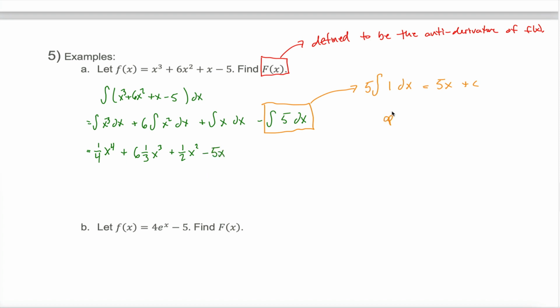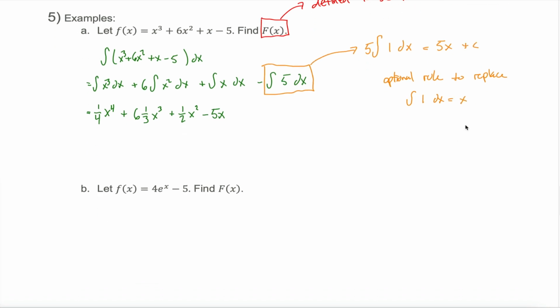Maybe we can call that an optional rule. An optional rule that would replace the fact that the antiderivative of 1 is equal to our variable x. We could say that the antiderivative of any constant is just equal to that constant times x. This might be a more useful form to cut out extra steps and allow you to go straight from this line down to this line.